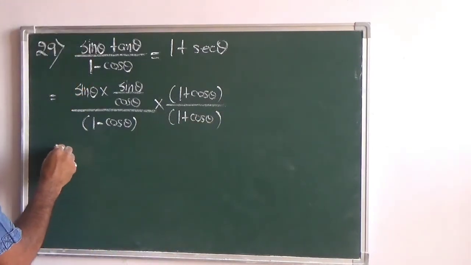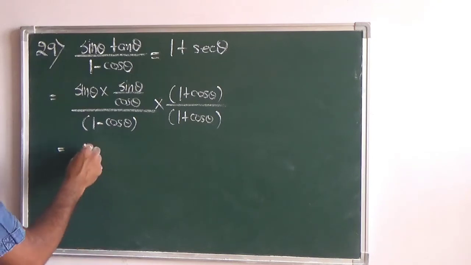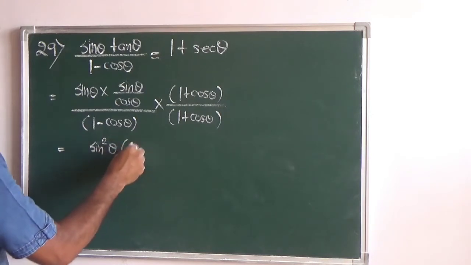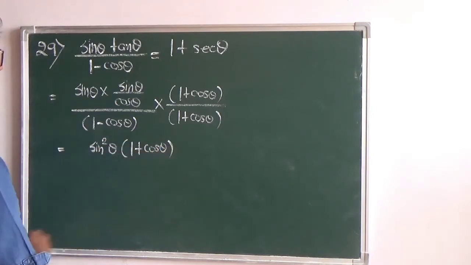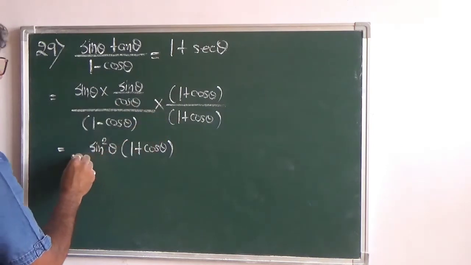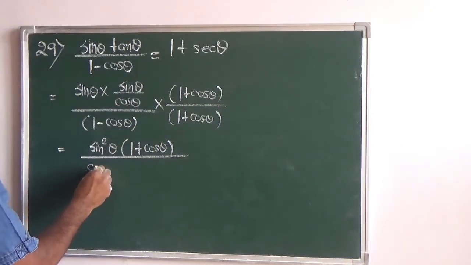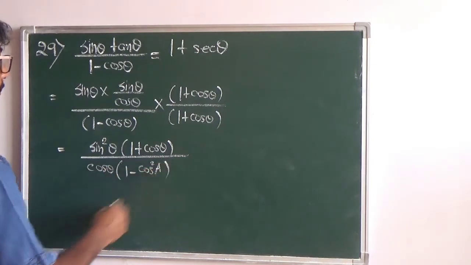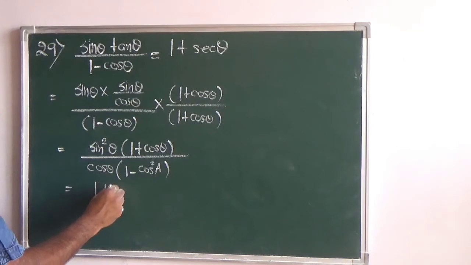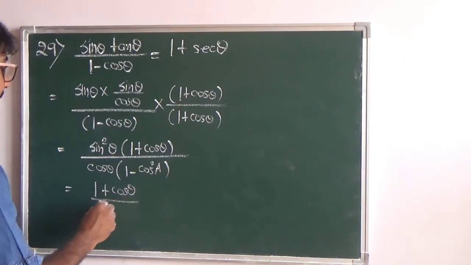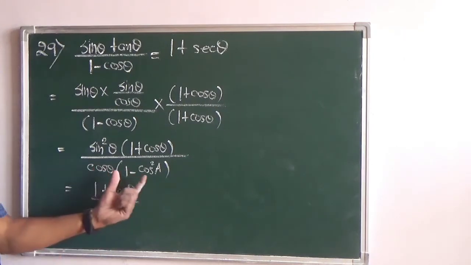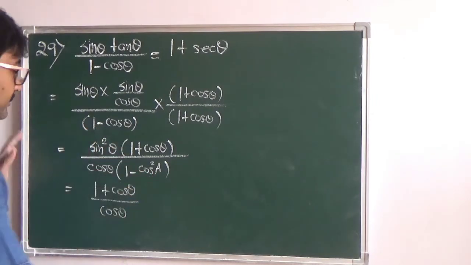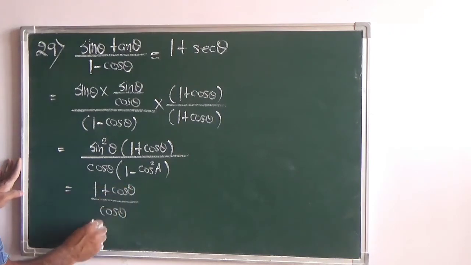So here we have sin square theta into 1 plus cos theta divided by cos theta into 1 minus cos square theta. Because 1 minus cos square theta is sin square theta, sin square theta and sin square theta cancel out. So we are left with 1 plus cos theta by cos theta.